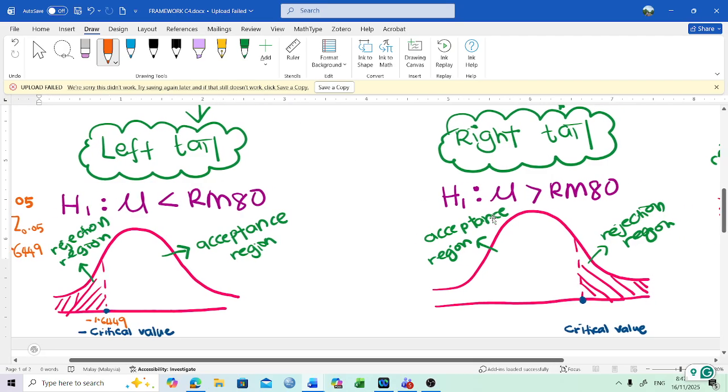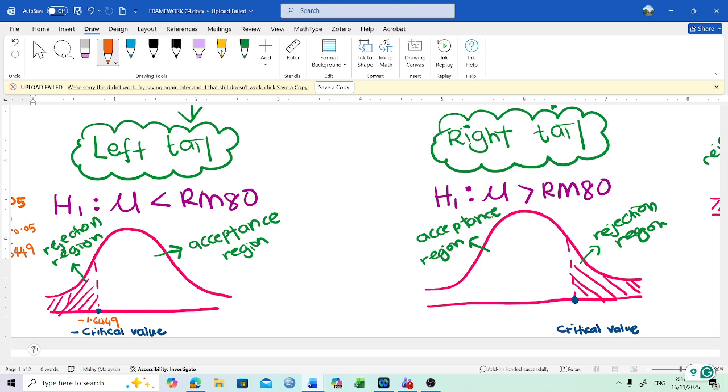For the right tail, we use a similar alpha, which is 0.05. Since it is on the right tail, Z alpha, Z 0.05, is equal to 1.6449. So here the value is 1.6449. It is on the right, so that's why the critical value is positive.